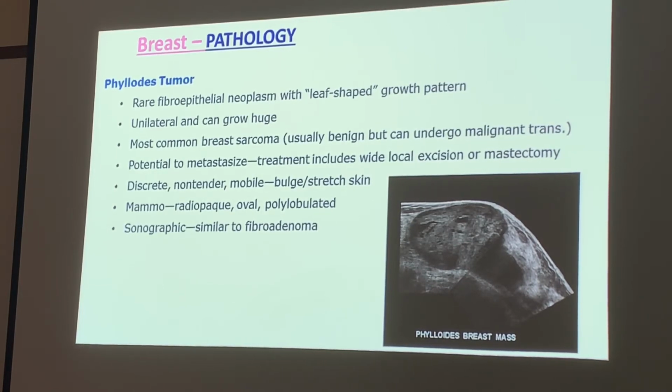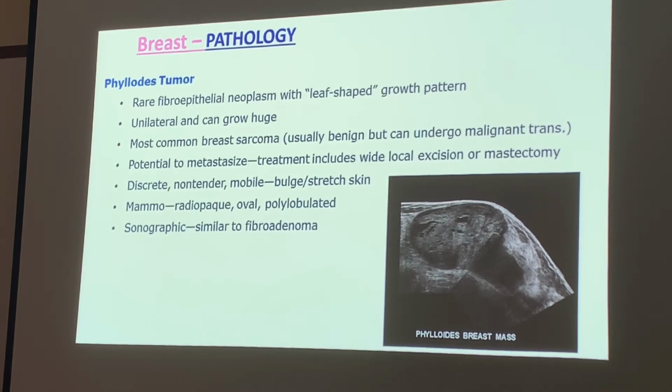Phyllodes tumor is a rare fibroepithelial new growth with a leaf-shaped growth pattern. It's unilateral and can grow very big. It is the most common breast sarcoma. I know we're still talking about benign tumors, right? Most of the time, these phyllodes tumors are benign. However, they can undergo a malignant transformation.